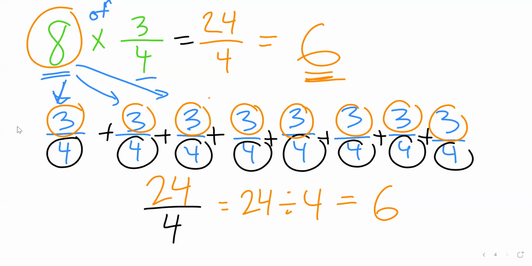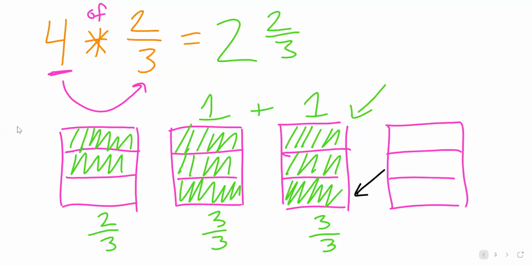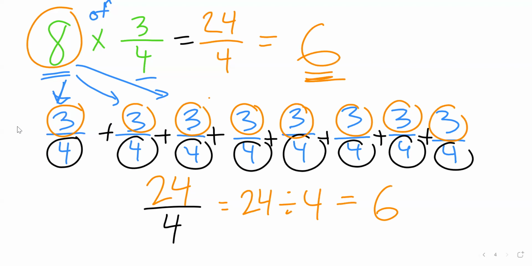And again, instead of drawing 8 3/4 models and shading and moving things over like we did here, it was a little more efficient in this case with 8 to just go 3/4 plus 3/4 plus 3/4 plus 3/4 plus 3/4 plus 3/4 plus 3/4 plus 3/4, which got me 24/4, which really is just 6, because 24 divided by 4 equals 6. So that's that.